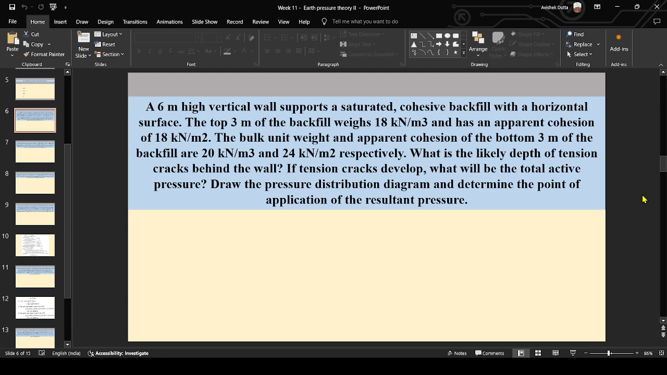What is the likely depth of tension cracks behind the wall? If tension cracks develop, what will be the total active pressure? Draw the pressure distribution diagram and determine the point of application of the resultant pressure. Here resultant pressure means the total active pressure. You have to only find out the magnitude of the total active pressure, and the point of application of the pressure in the pressure distribution diagram that you draw. Okay.